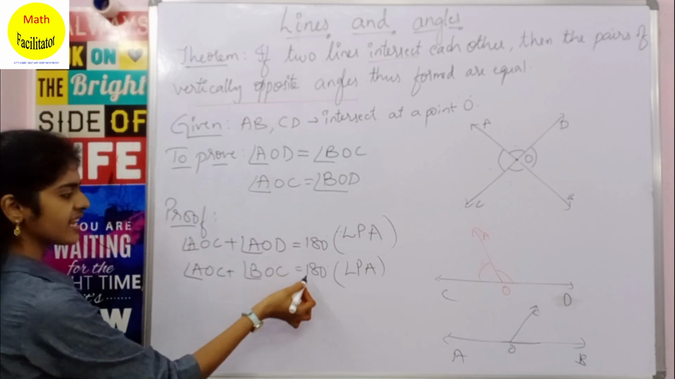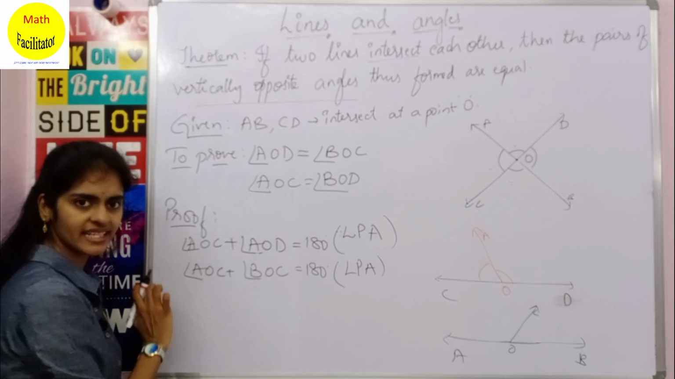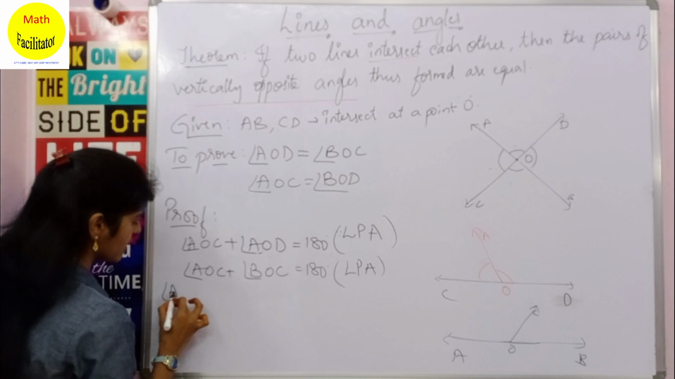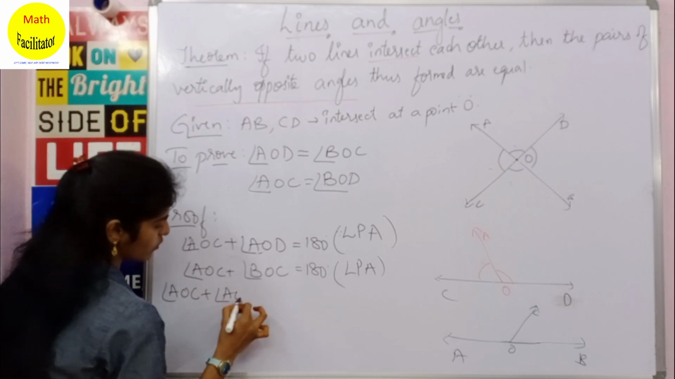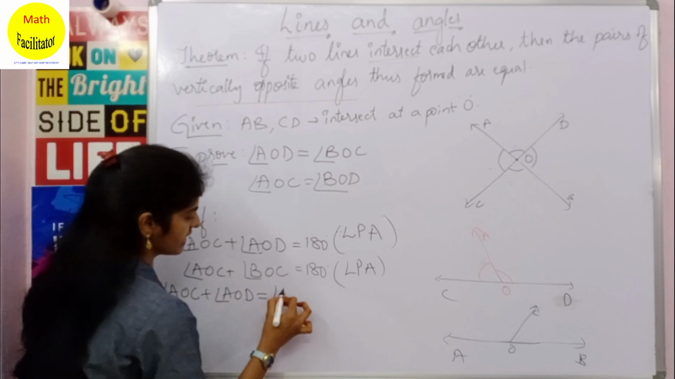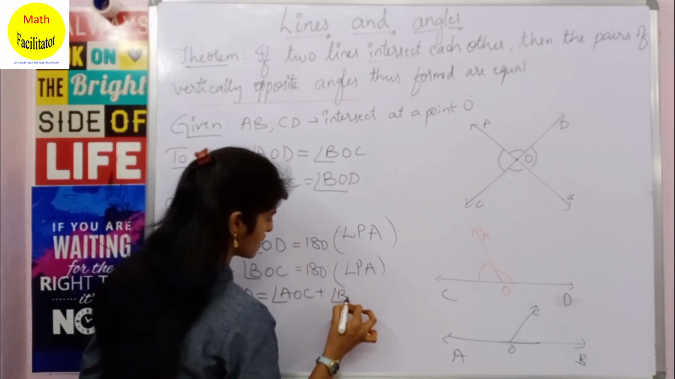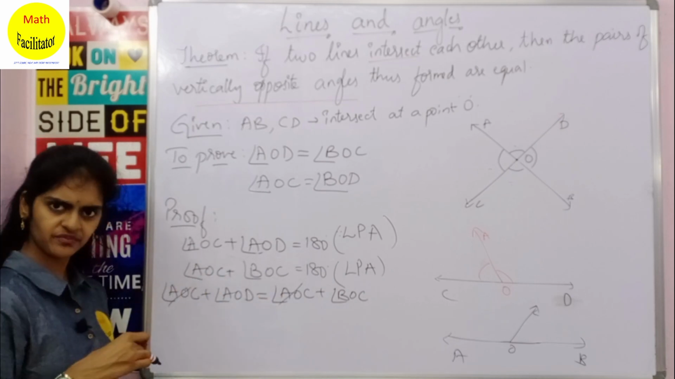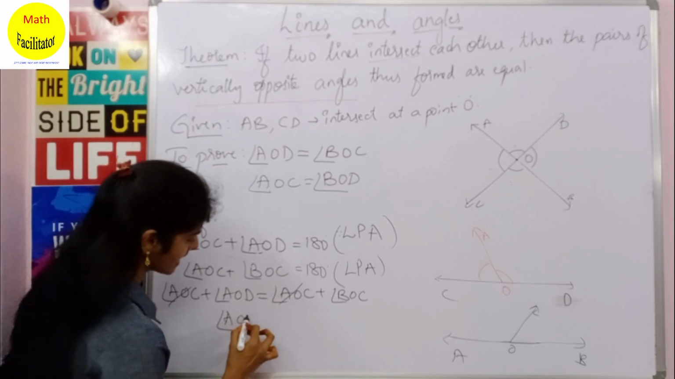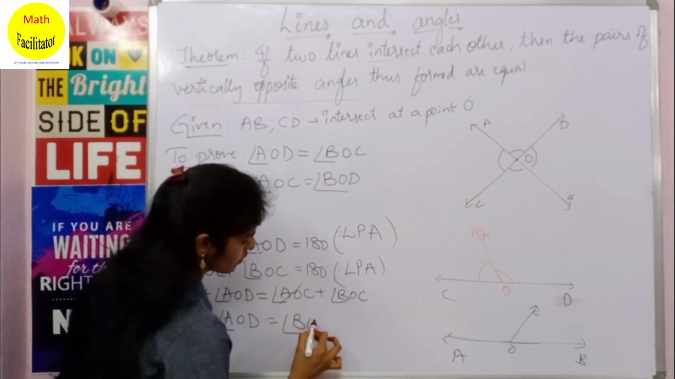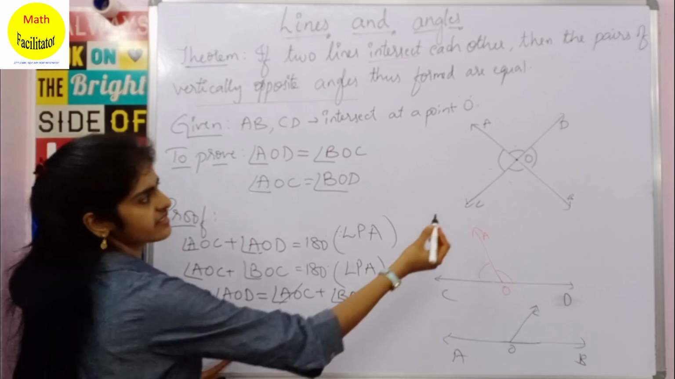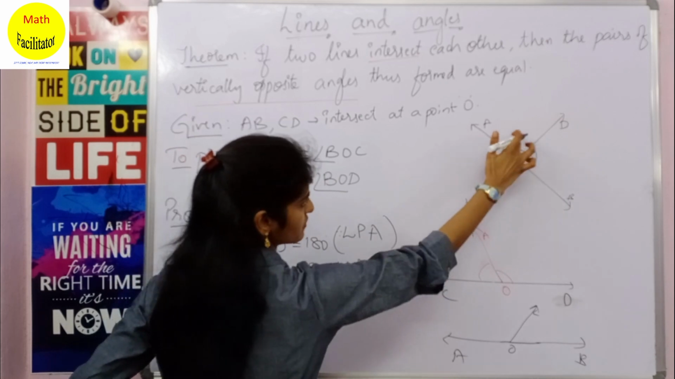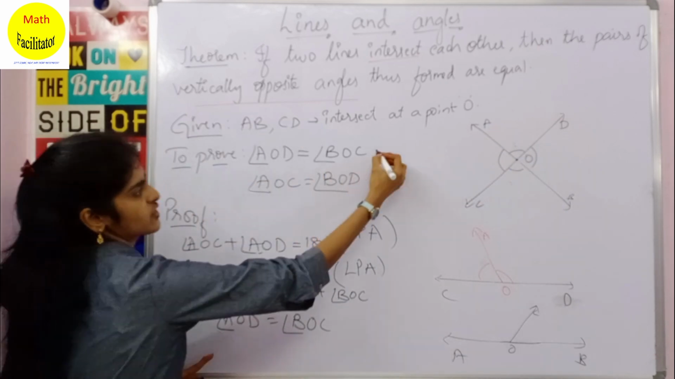Now both are 180. This is equal to 180 and this also equals 180. So let us equate these two. So angle AOC plus angle AOD is equal to angle AOC plus angle BOC. Here you can see AOC is common. So from this you can write angle AOD is equal to angle BOC. So what is angle AOD? This one. Angle AOD is equal to angle BOC. So you have proved that these two angles are equal. So this is proved.